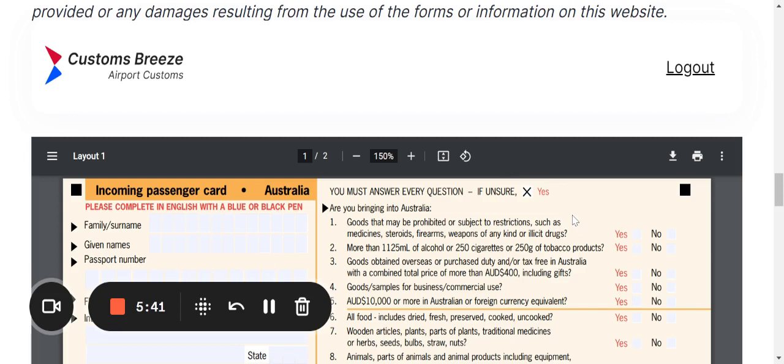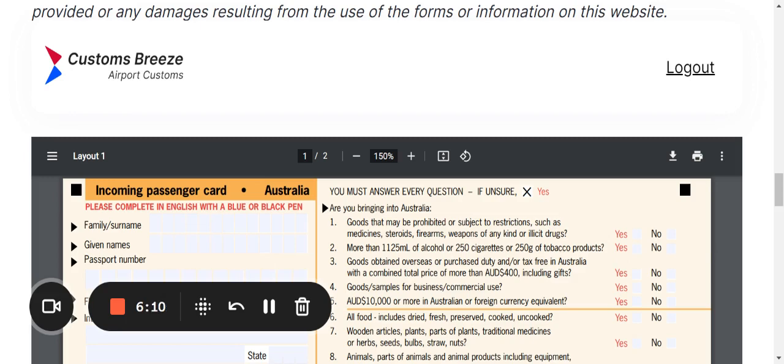So put a yes when in doubt, and then when you get to Customs, it'll all kind of work itself out. Okay. So next question. Are you bringing into Australia, 1, goods that may be prohibited or subject to restriction, such as medicines, steroids, firearms, weapons of any kind, or illicit drugs? So you either say yes or no.